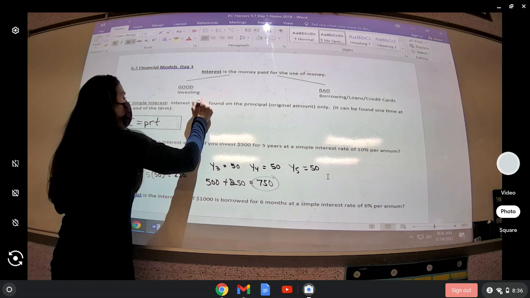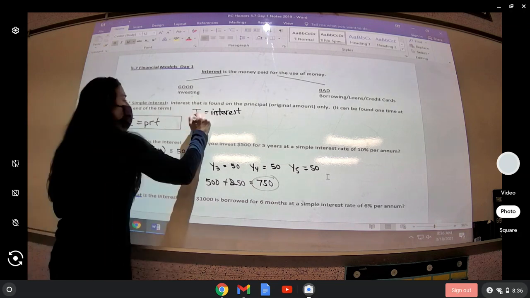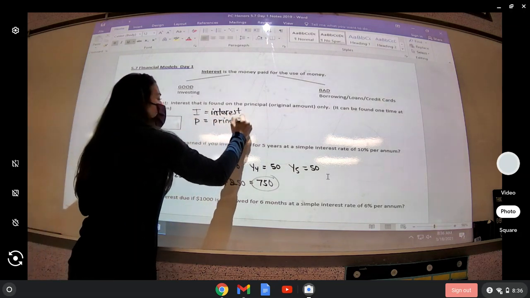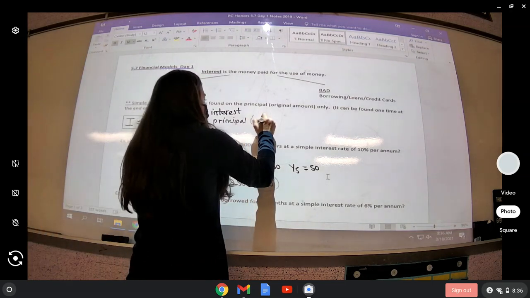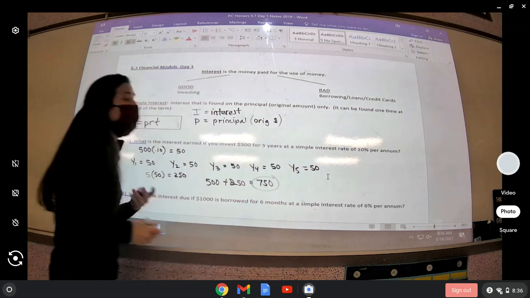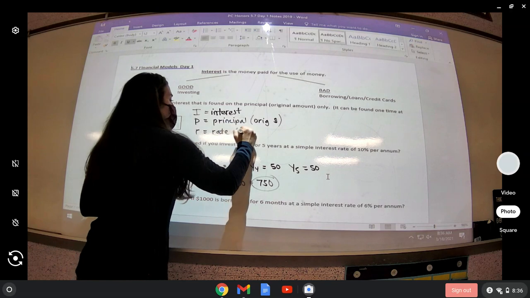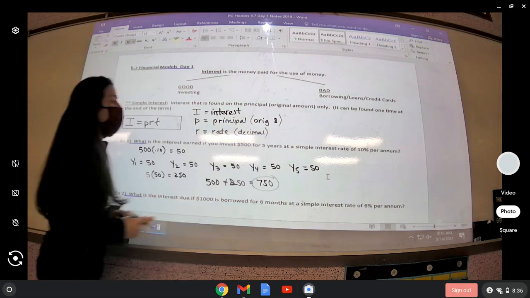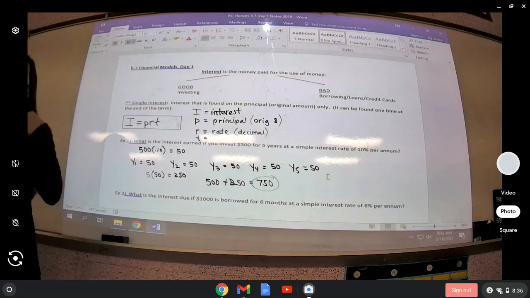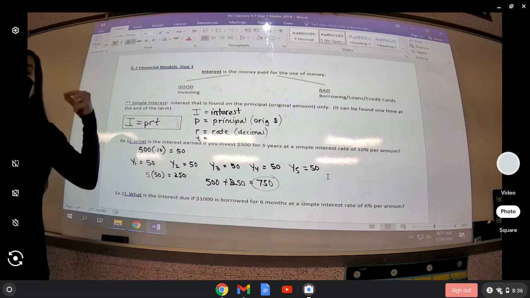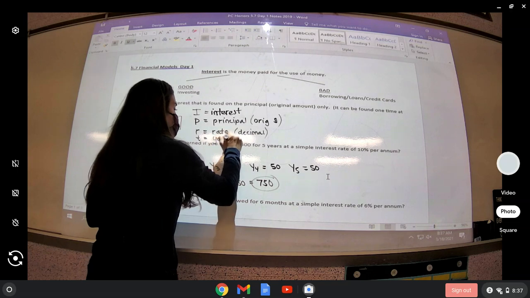So I will be the interest that you earned. P will be your principal, which is just the original amount of money. It's your initial value. Whatever money you start with. R is your rate, and we use it as a decimal. And then T is your time. For most problems when it comes to investing, your time is always wanted in years. How many years do you plan on investing this money for?